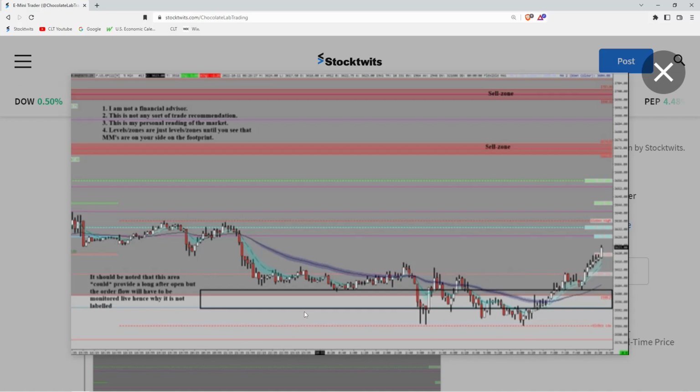But the reason I didn't have it labeled is because we needed to watch it in real time to see that we had a bid. What do I mean by that? We're looking at our larger time frame footprints. Are we seeing a B-shaped profile on our 4-hour, on our daily? Are buyers doing what they have to do to reverse price back up?